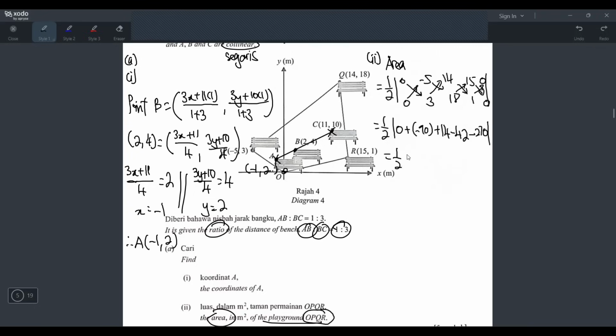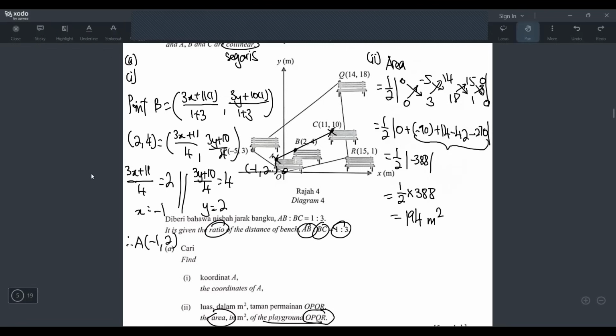So now you are left with 1/2 modulus. All of this you just press calculator. So let's press negative 90 plus 14 plus minus 42 minus 270. My calculator gives me negative 388. But what happens to the modulus? The modulus means this negative 388 will become positive 388. And then 388 divide 2, you will get positive 194. And don't forget to write meter square, because everything is in meter, right? All right, so that's the answer.